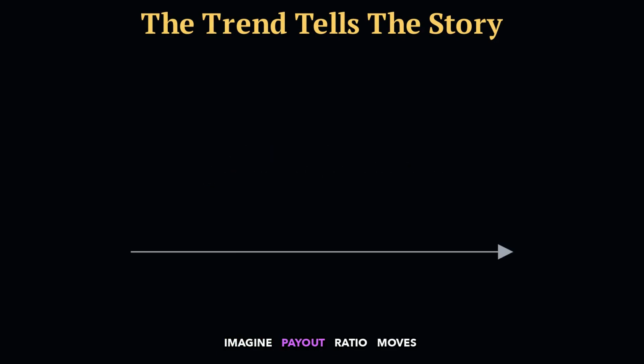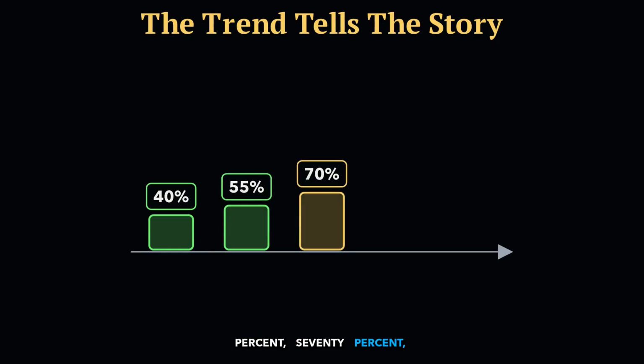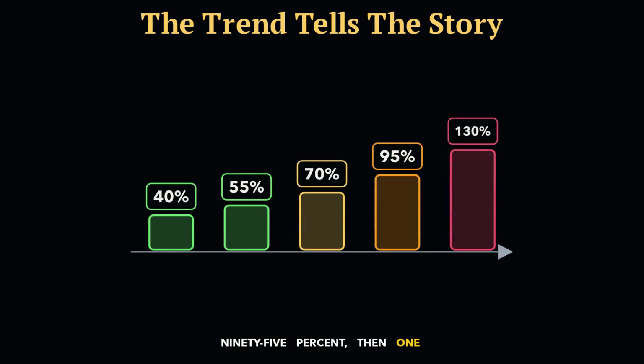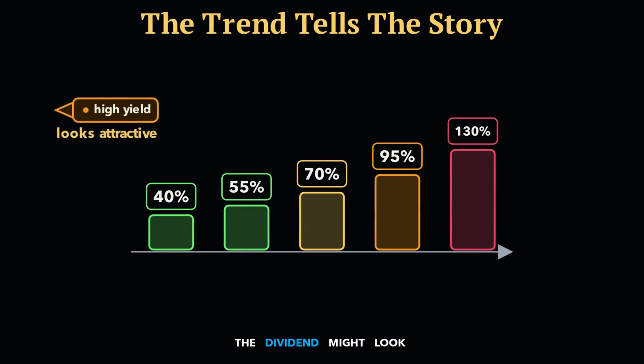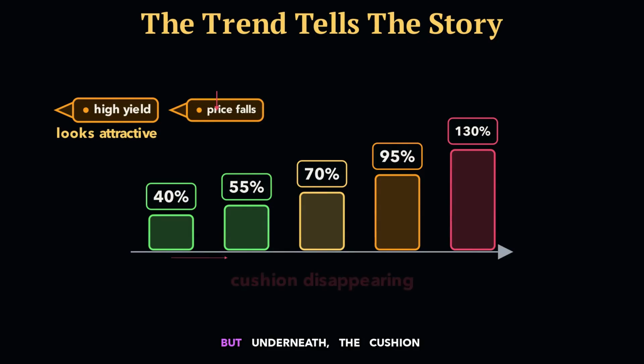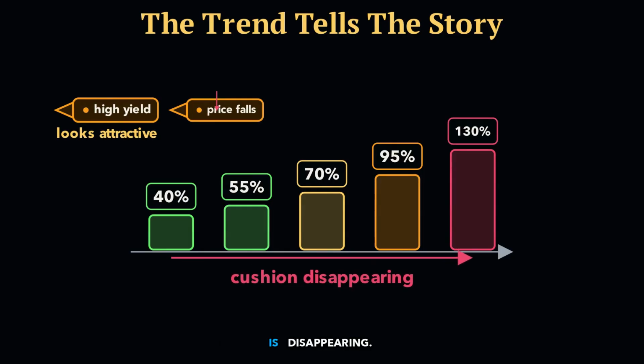Imagine payout ratio moves like this: 40%, 55%, 70%, 95%, then 130%. The dividend might look attractive the whole time. The yield might even look higher if the stock price falls. But underneath, the cushion is disappearing.